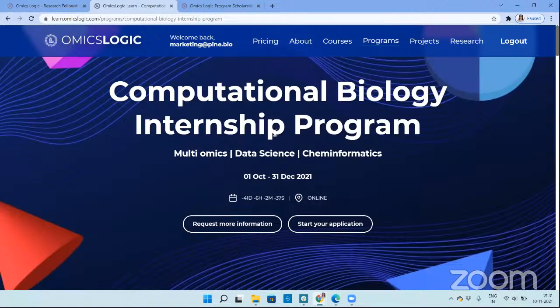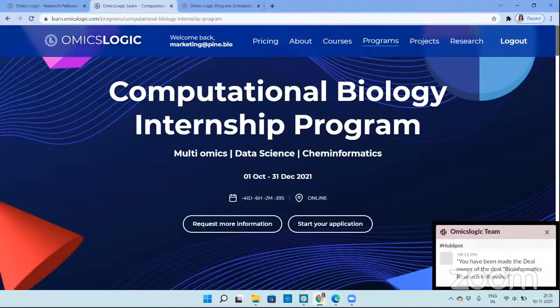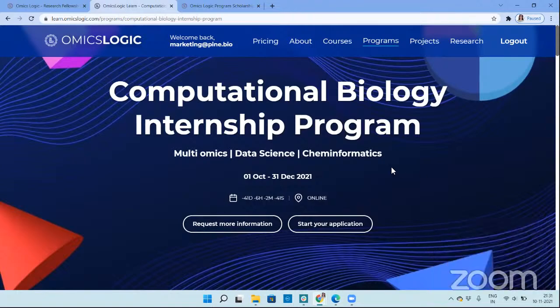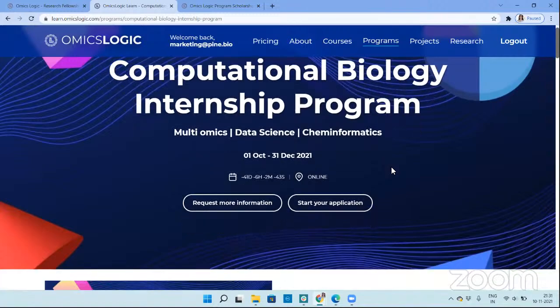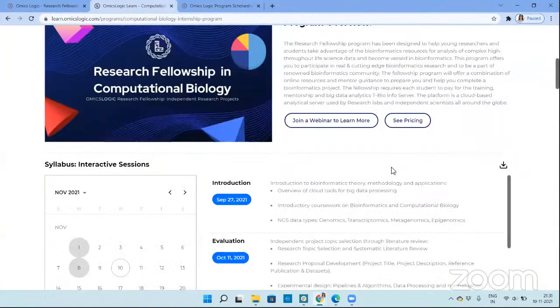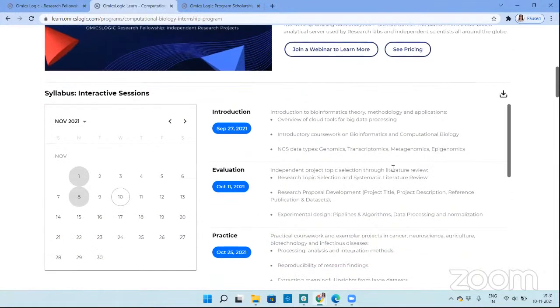So we have designed this new program page for the computational biology internship program or the fellowship program. Don't get confused between these two terms. At many places for the term internship, the word fellowship is being used. You can find the basic structure of the research fellowship program here on the page itself.